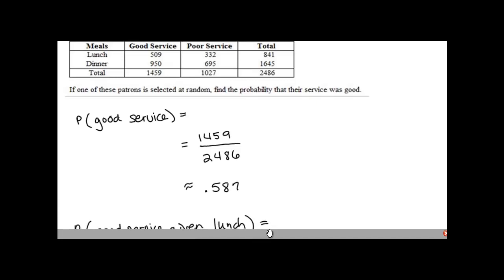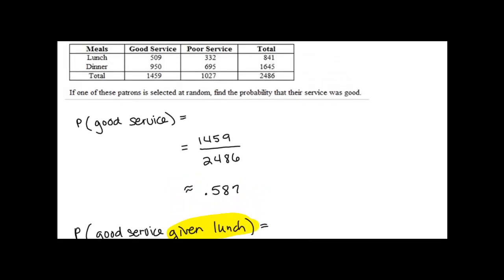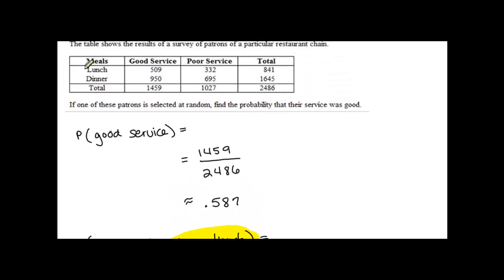But now let's look at, what if we're given that the patron came for lunch? So we want to find the probability that they got good service given that they came for lunch. Anything that's given, I always look at that first because that's going to narrow down what our pool is. So given that they came for lunch, let's look at the total number of people who came for lunch. If we look across lunch, the total who came for lunch was 841. Out of those, how many had good service? And that would be your 509.